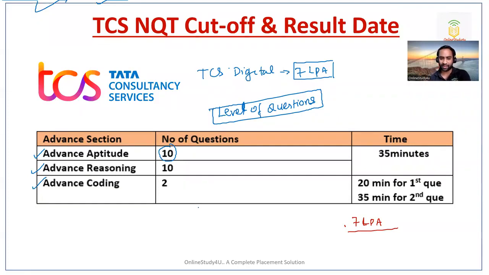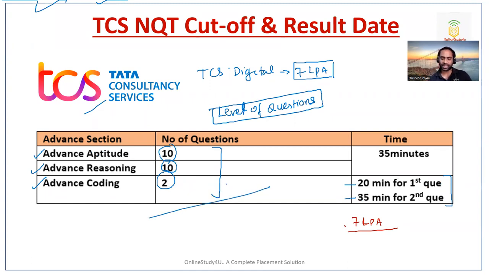And then we had the advanced coding section. I will not be able to give you much idea, because my expertise is not in the coding section. There will be two advanced coding questions: 20 minutes for one question and 35 minutes for the second. Many of you will ask, sir, if I do only one coding question correctly, will I be called for the interview or not?